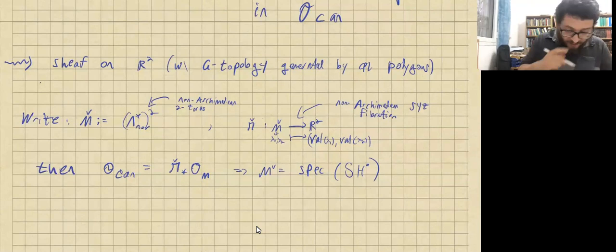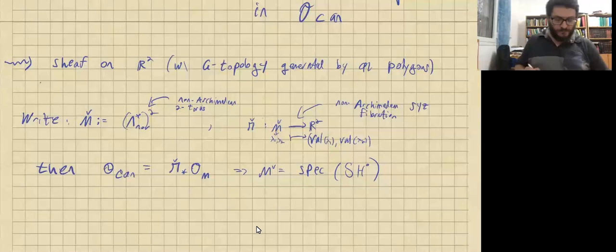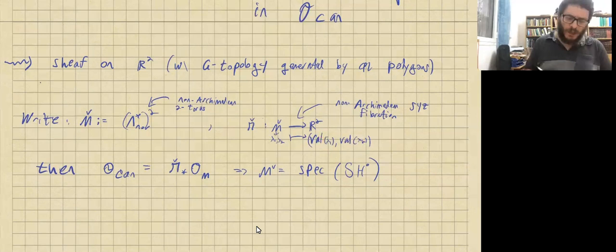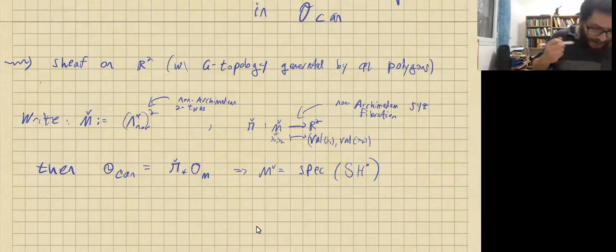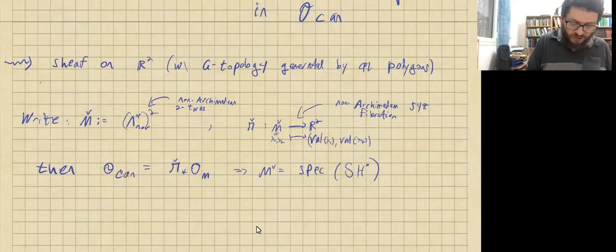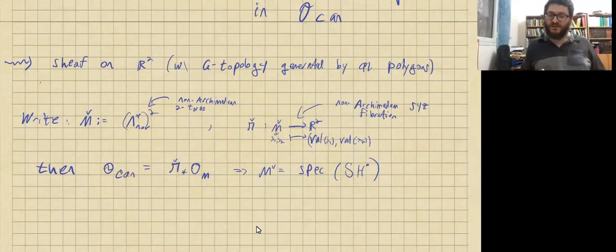So the answer that we found for the sheaf can be described in the following way. This space M check comes with a map to R2, which given two points, it just maps them to the valuation, which is minus log of the norm or log of the norm. So this is the valuation map, and this is called the non-Archimedean SYZ fibration. And so you can describe the canonical sheaf as the same thing as pushing forward the sheaf of analytic functions on this thing by this non-Archimedean SYZ fibration.